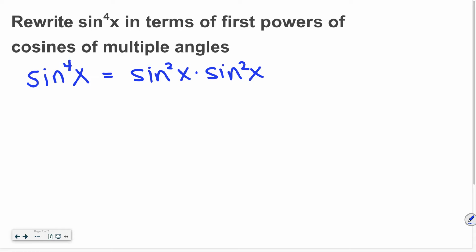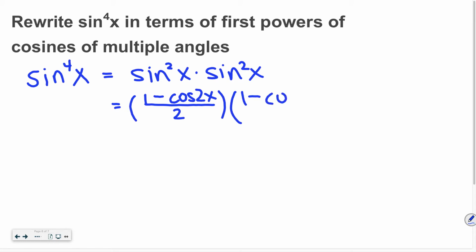Okay. Caden, read off the sine squared power reducing formula. 1 minus cosine 2x over 2. Thank you for adjusting to the x. So each of these get rewritten as 1 minus cosine of 2x over 2.